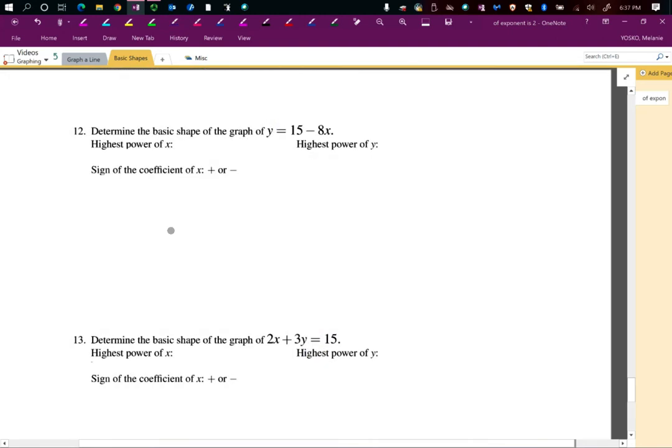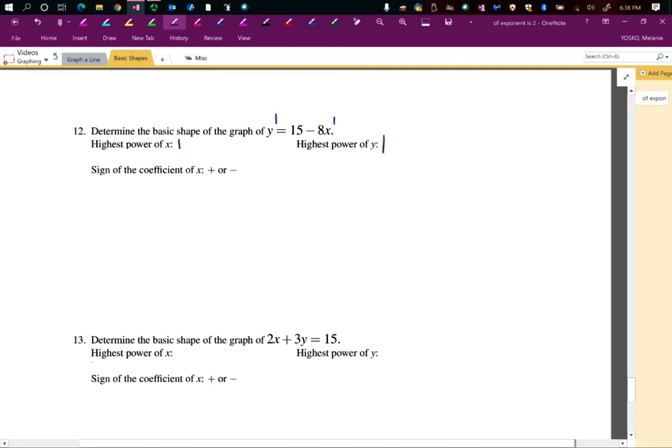What about this one? y equals 15 minus 8x. So we check our powers again. Highest power of x, there is one term with an x. There's no power given, so we know there's an understood 1 right there. The exponent is 1. Then we look for the highest power of y. Here's the y term. Again, no exponent is given, so we know the exponent is 1.